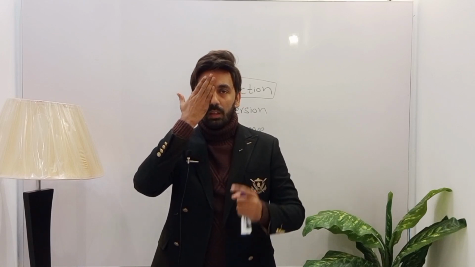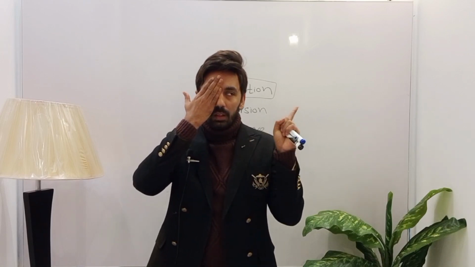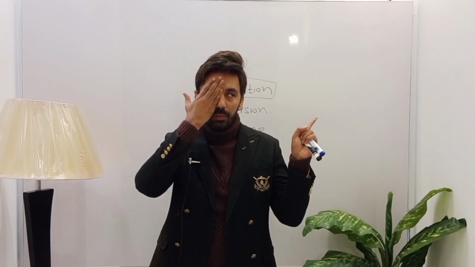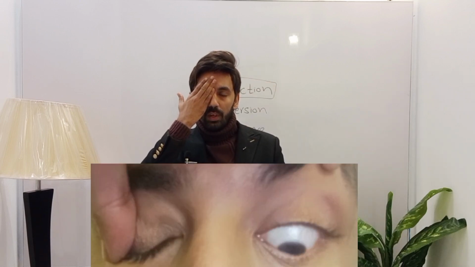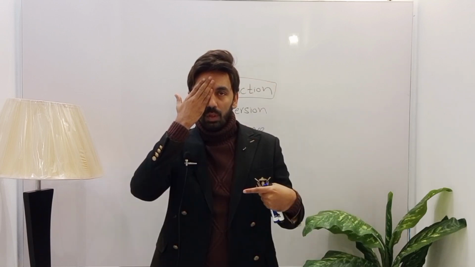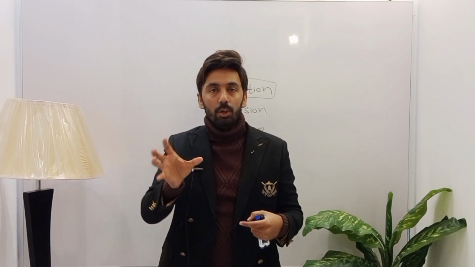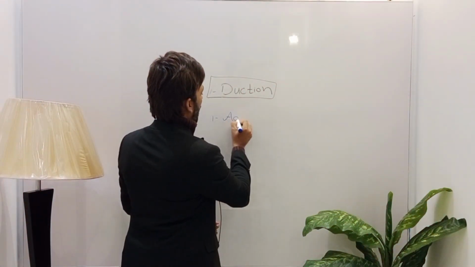Like if I occlude one eye, I can rotate my eye in the lateral direction away from the nose, which is called abduction. I can move my eye in the medial direction, which is called the adduction. I can elevate my eye, elevation. I can move my eye in a downward direction, which is called depression, or I can extort my eye. I can intort my eye, like extorsion and intorsion.